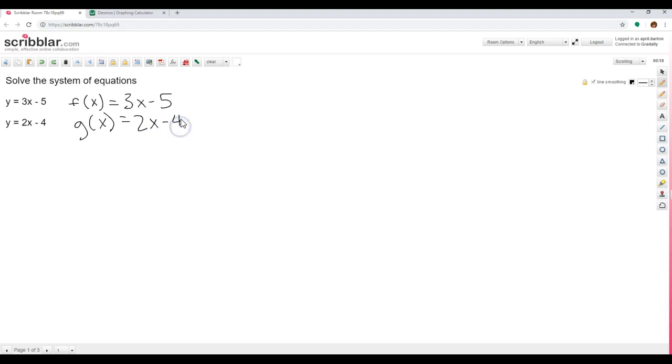Where these two are equal to each other is the solution. We actually want to know, where does f of x equal g of x? So as an equation, that would be setting these two things equal to each other. As a graph, that's where the two lines intersect. The point of intersection is the solution for this system of equations.